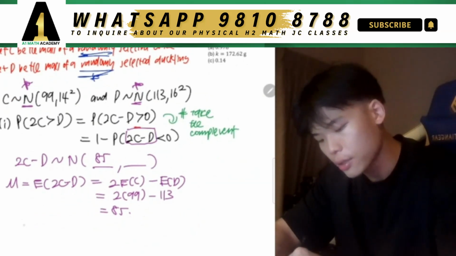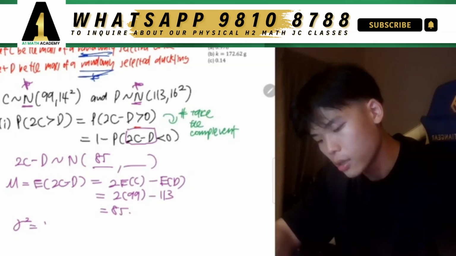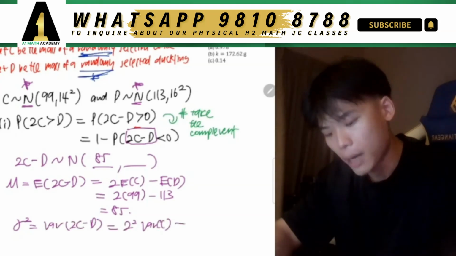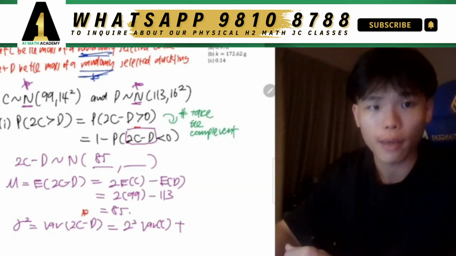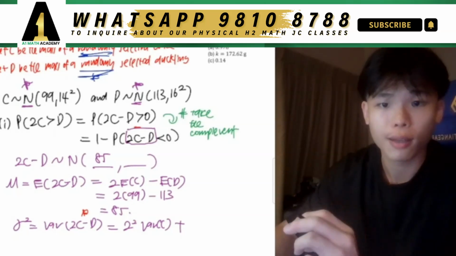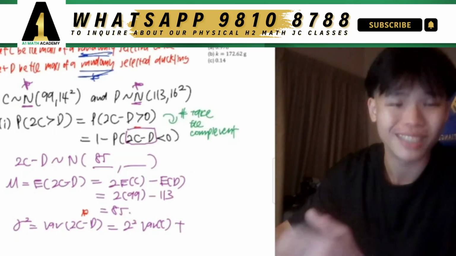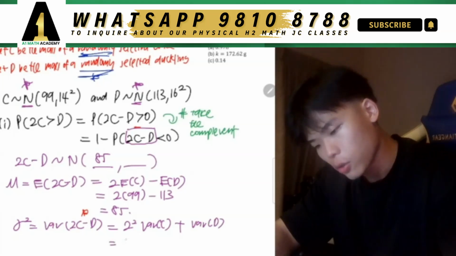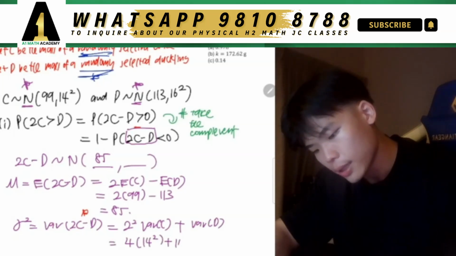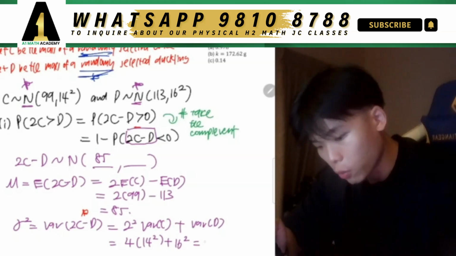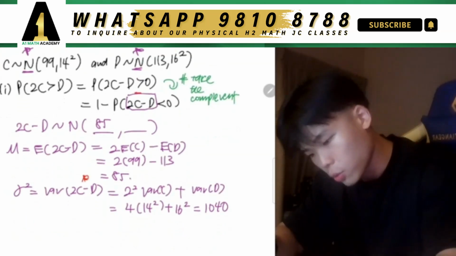And next, the variance, the sigma squared. Variance would be the variance of 2C minus D, and we become 2 squared variance of C plus variance of D. Because remember what I said earlier, with variance you always plus, you will never minus variance from each other, because variance at the core of it is trying to calculate the spread. So what we want to do is take the total spread of C plus the total spread of D. So 4 times 14 squared plus 16 squared. And what we should be getting is this final value of 1040. So here is 1040 in short.